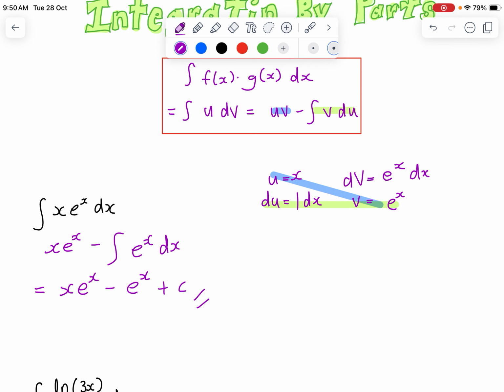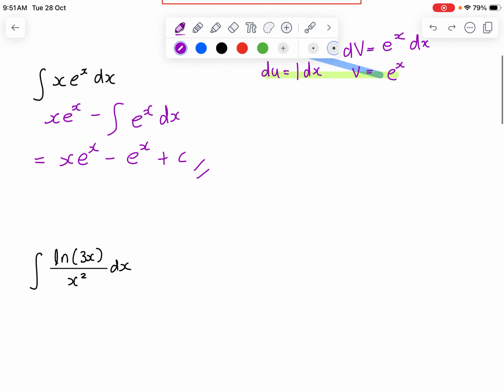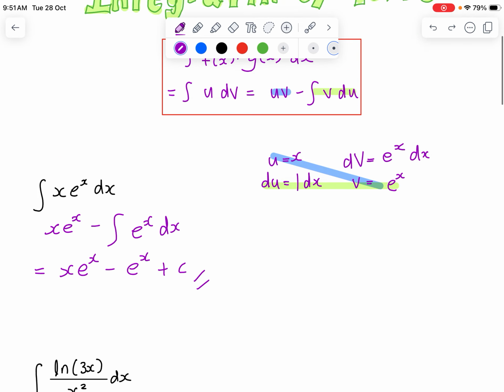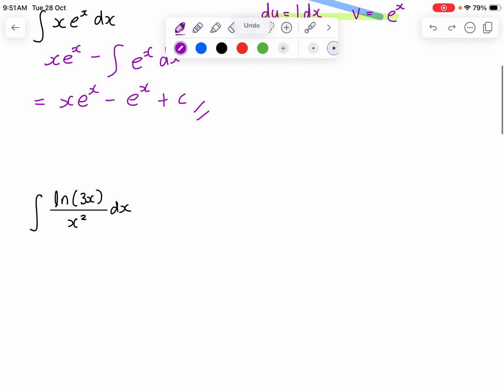So for this first one, it's not too complicated. What I was trying to show is just being aware of what to put in as u and dv, especially for dv, because when you integrate something, you want to have a simpler answer. Okay, so now let's try something a little bit harder, but again, the idea is the same. We're using the formula. So this time we have a fraction.